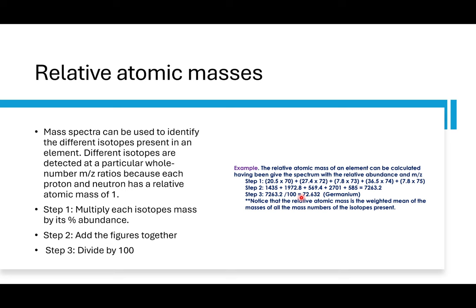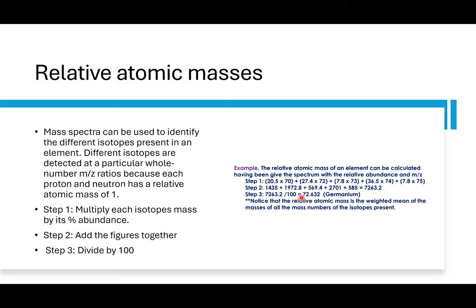Because in UV spec and IR spec and all different types of spectroscopic methods, we can note the structure. We can figure out slightly what is present within the molecules themselves, but we won't know the specific structure itself. So we can figure out that methane is present, but it could be a methane that possesses carbon 13, and a deuterium atom and a regular hydrogen atom. So it can specify the different isotopes that are present within the molecule. So different isotopes are detected with a particular whole number mass to charge ratio, because each proton and neutron has a relative atomic mass of 1.